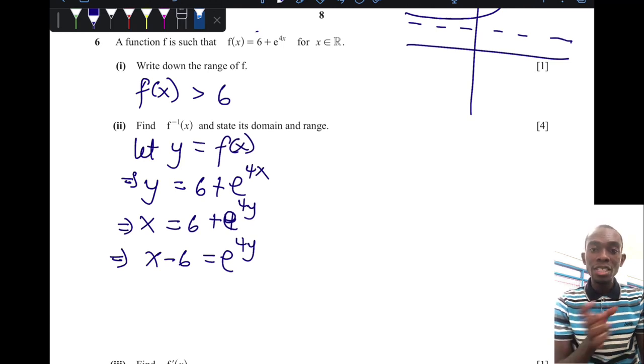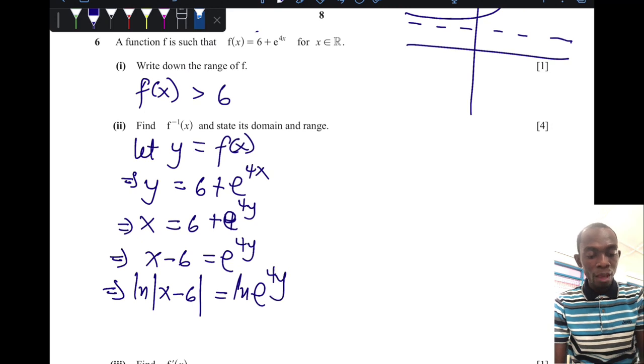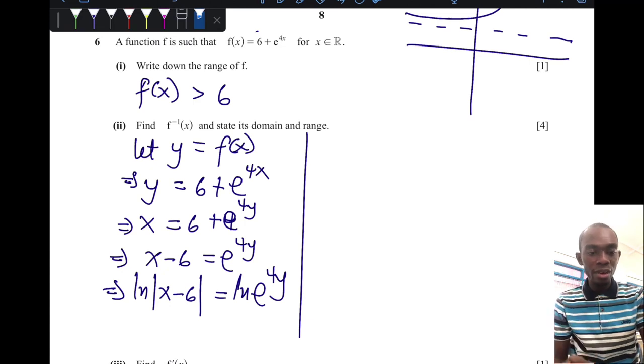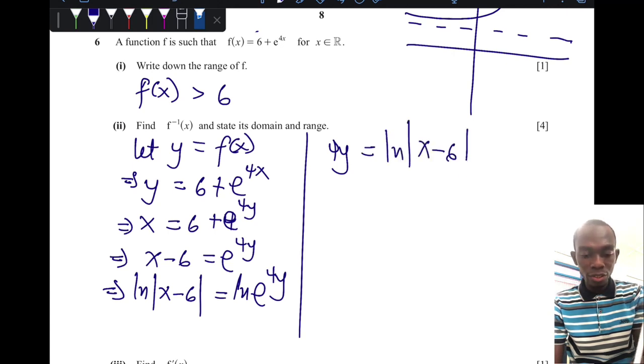All right, and then I'll take the natural log of both sides. So 4y is equal to ln of the absolute value of x minus 6. Now, why did I put this in an absolute sign? Because a log argument can never be negative, so you want to put the answer there in an absolute sign, okay? So this will give you 4y is equal to ln of (x minus 6), and then you divide by 4, so y is equal to 1/4 ln of (x minus 6).